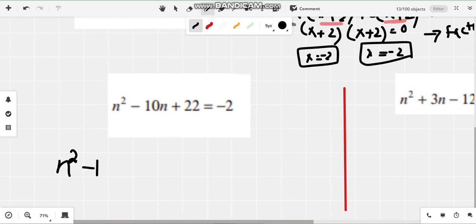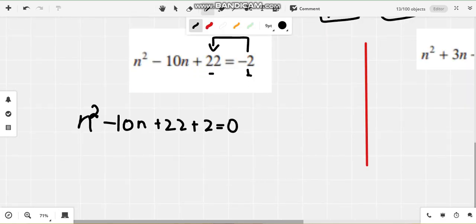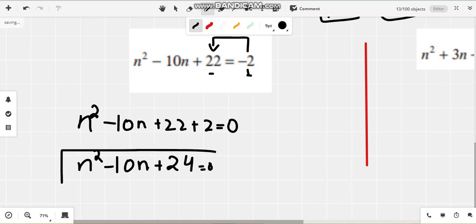So n square minus 10n. Here, 2 is a constant term and 22 is a constant term on the left side. So you will move the minus 2 to the left side, so plus 2 equals 0. You will write here n square minus 10n. Now 22 plus 2, that's 24. So now it's stable. Now 3 terms are here.